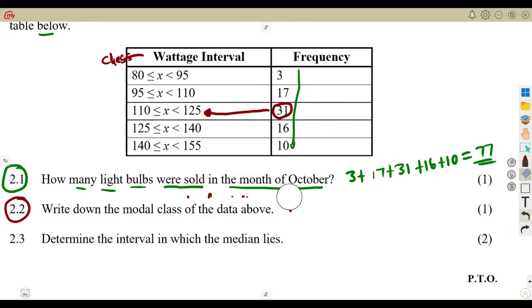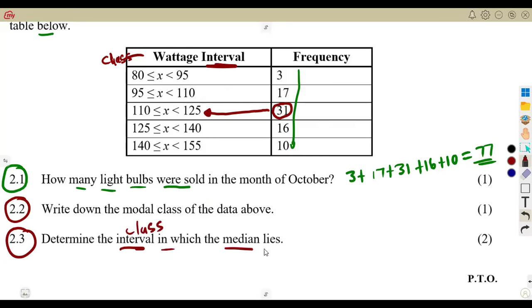All right. Then we move on to another question, which is to determine the interval. Again, the interval is the class. We're talking about the class in which the median lies. Where is the median going to lie? This time we are dealing with grouped information. Remember, grouped information is also used on a cumulative frequency curve. Remember when I explained the cumulative frequency curve? If you're dealing with grouped information, the median is just the position this time. It is just halfway up, half of n.